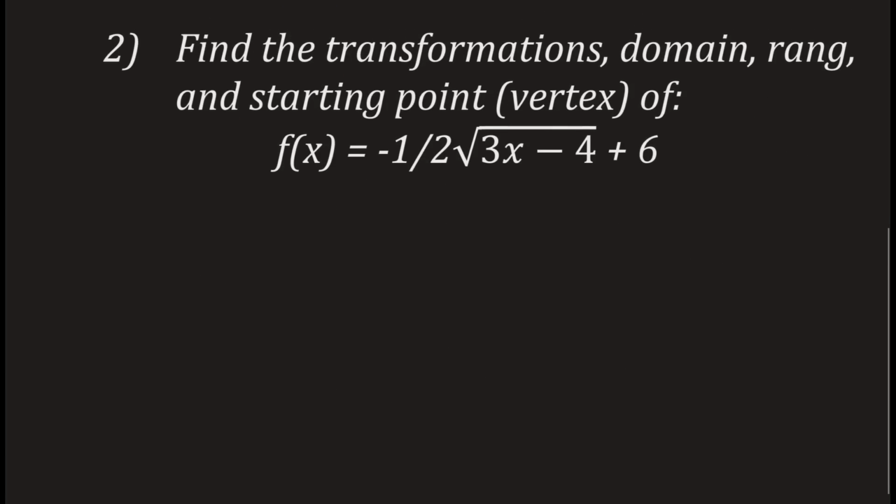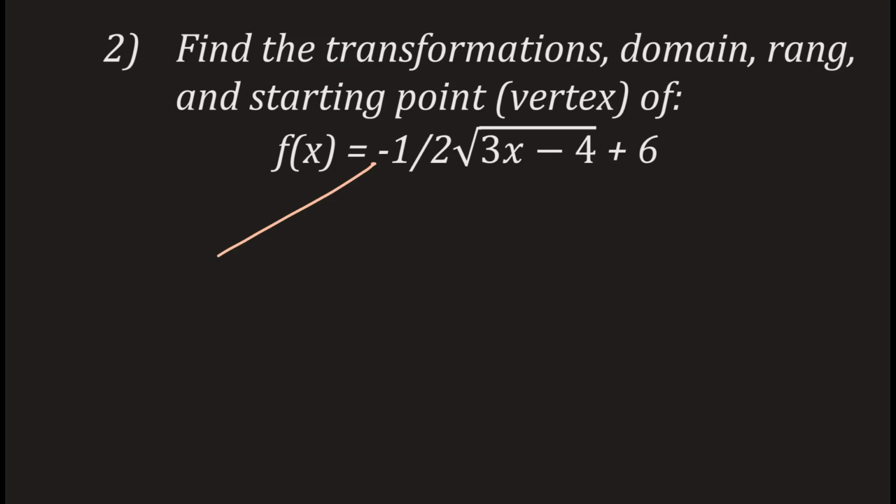Number 2, find the transformation's domain, range, and starting point or vertex. It's supposed to say range. You could kind of think of it as the vertex, but it's not. In radicals, there is no specific terminology for that point. So most people just call it the starting point of this function.